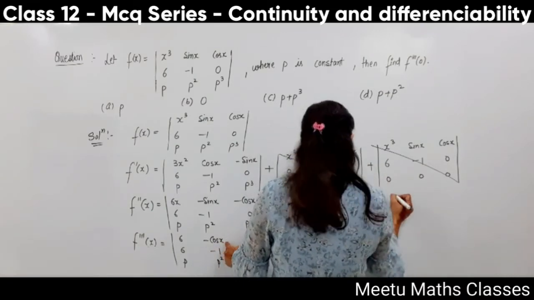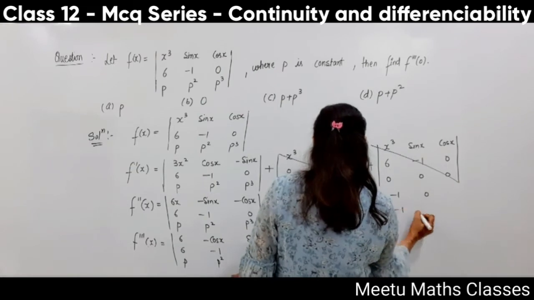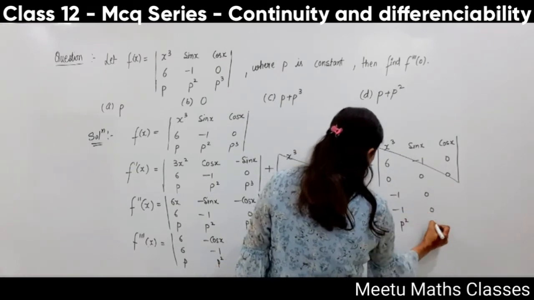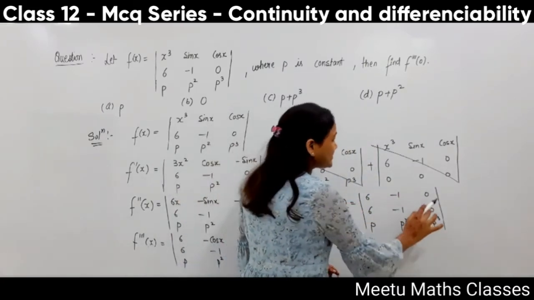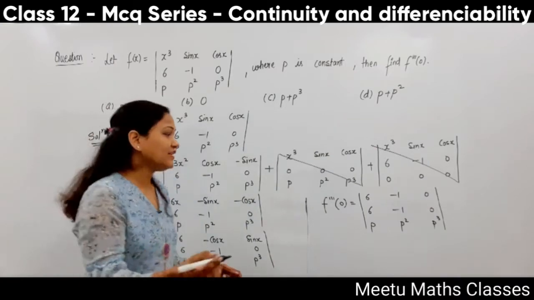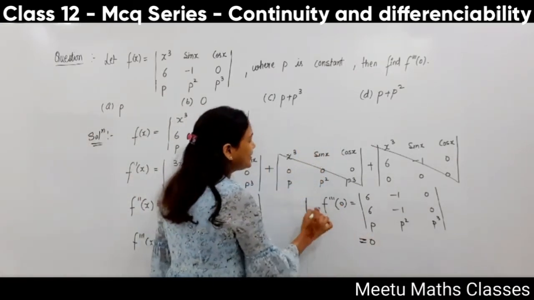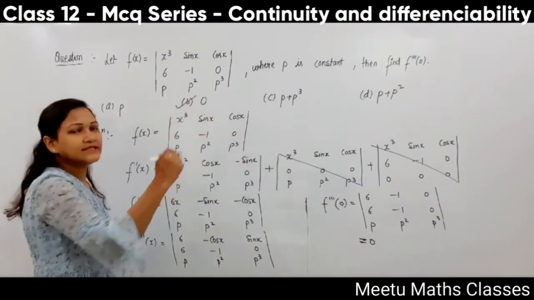minus cos 0 is minus 1, sin 0 is 0, 6, minus 1, 0, p square and p cube. Since the two rows are identical, the value of the determinant is 0. So your third derivative at x is equals to 0 is 0, so your option B is correct.